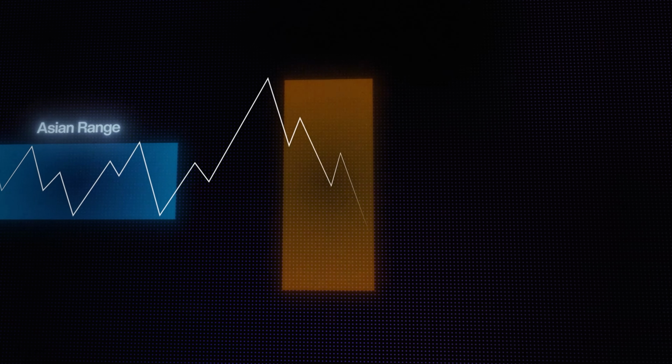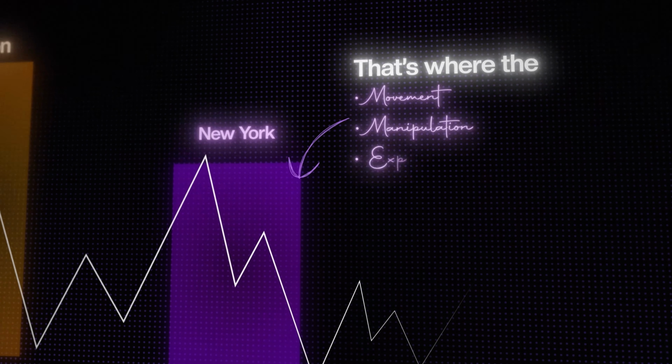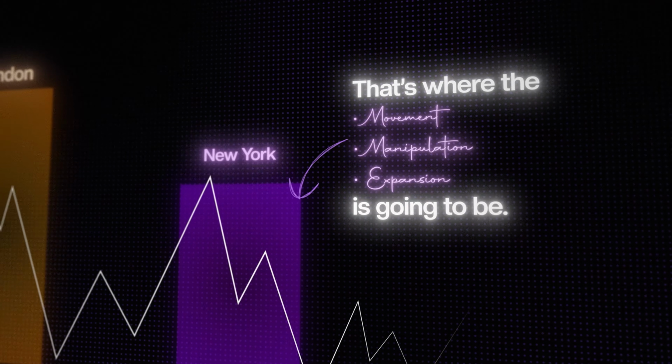Now, this is important because it sets a framework for the beginning of the day, the daily cycle. So as you have the Asia range box, then you have your London session, then you have your New York session. And usually that's where the movement, manipulation, expansion is going to be. And it all starts with the framework of the Asia range.